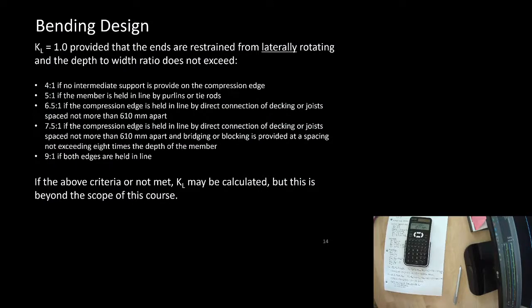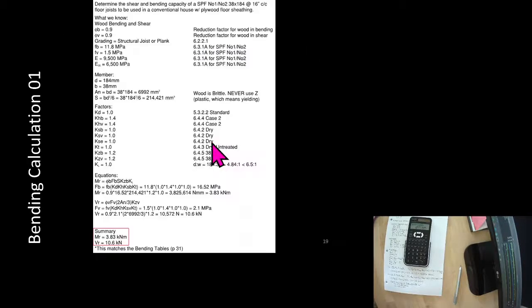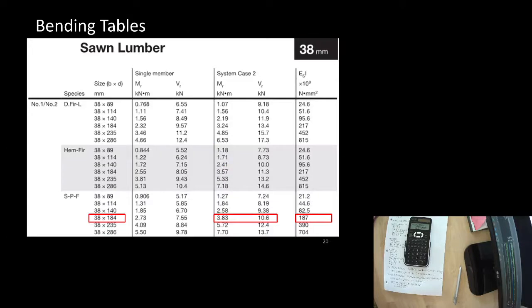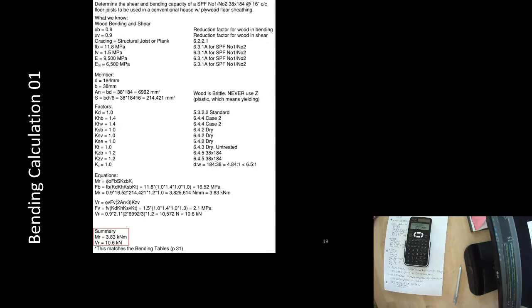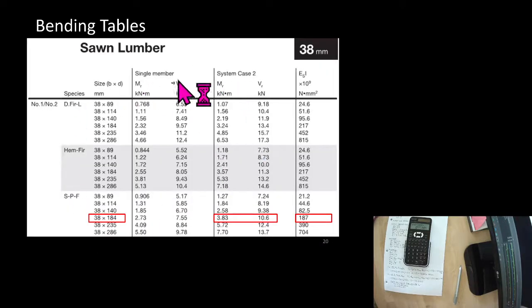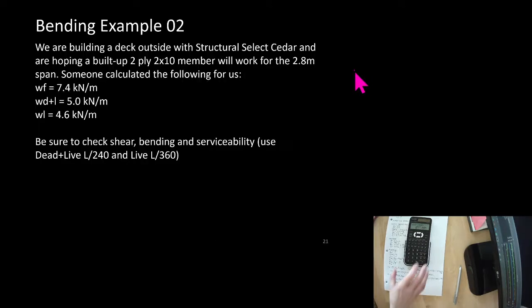So let's take a look at our next example. So you can see here, that's all worked out for you. Again, I even tell you what tables you can refer to. And then down here, you can see the actual table that we just pulled that from. So let's try our next example.